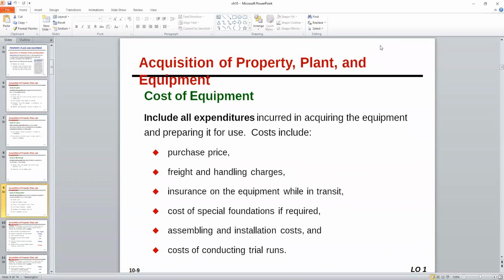With regard to equipment, it's the purchase price plus any freight and handling, insurance while in transit, and cost of special foundations if required. I worked in the semiconductor industry for many years and would often have to retrofit a portion of the building to put these large pieces of equipment in. That would be added to the cost of the equipment, along with any assembly and installation costs, and also the cost of trial runs, which in some industries can be relatively extensive and expensive.